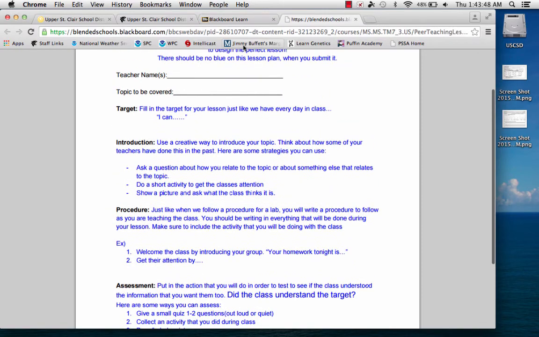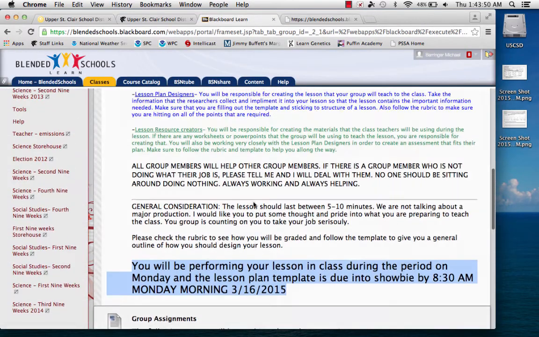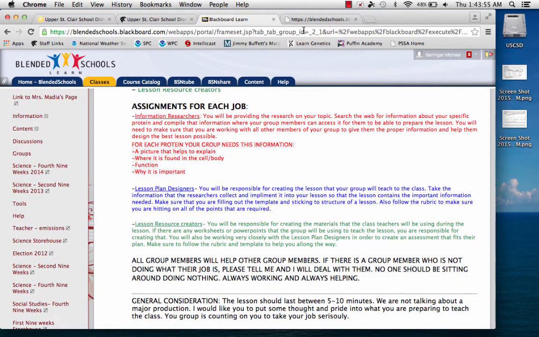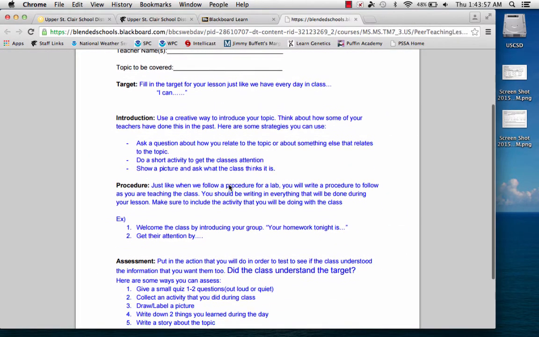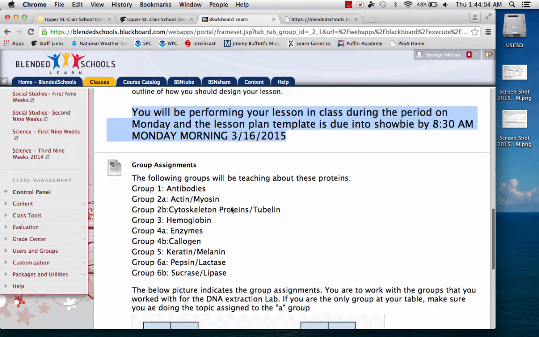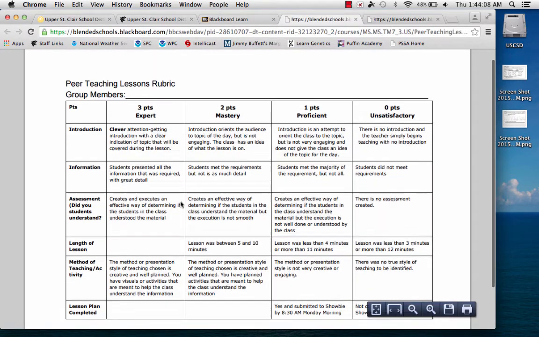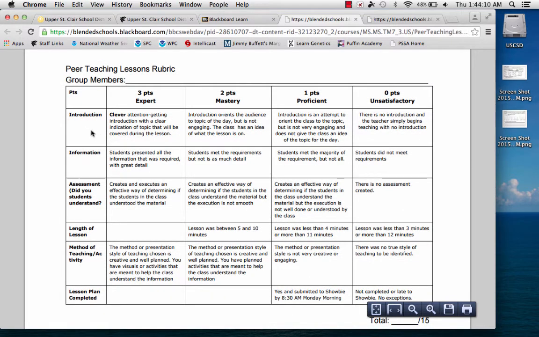Okay. Lesson plan creators, or lesson plan designers, that is going to be your main focus: filling out this lesson plan, coming up with a good procedure, coming up with exactly what you want to do. Now we'll take a look at that rubric. The rubric has a lot of detail to it, but it focuses on the main parts of your lesson. It wants to know about the introduction, the information, and the assessment. Okay, did the students understand?